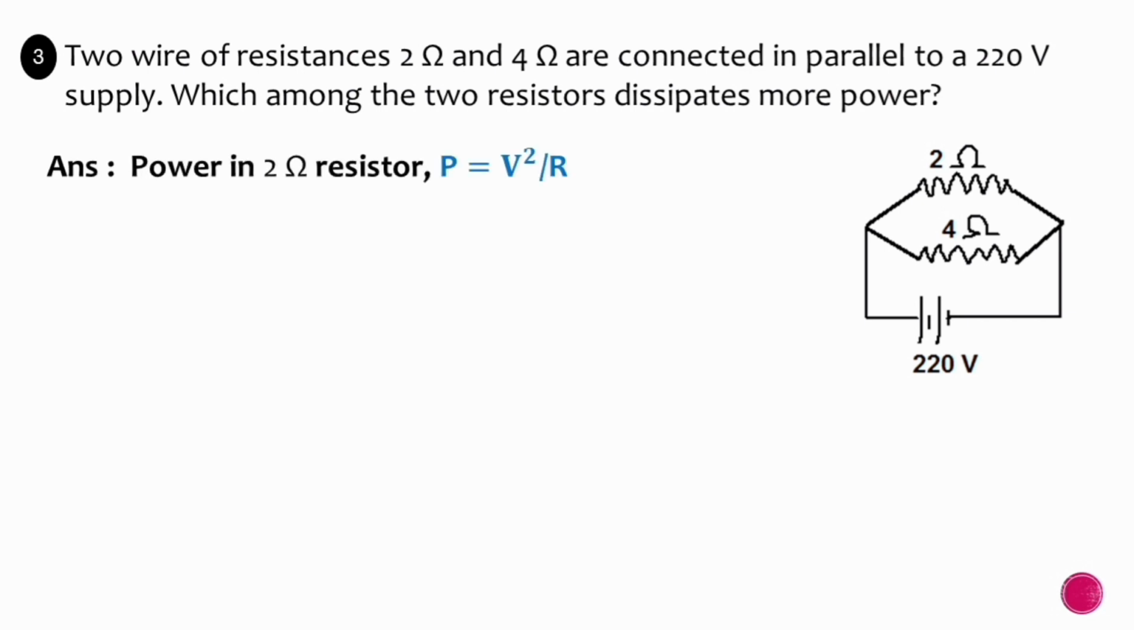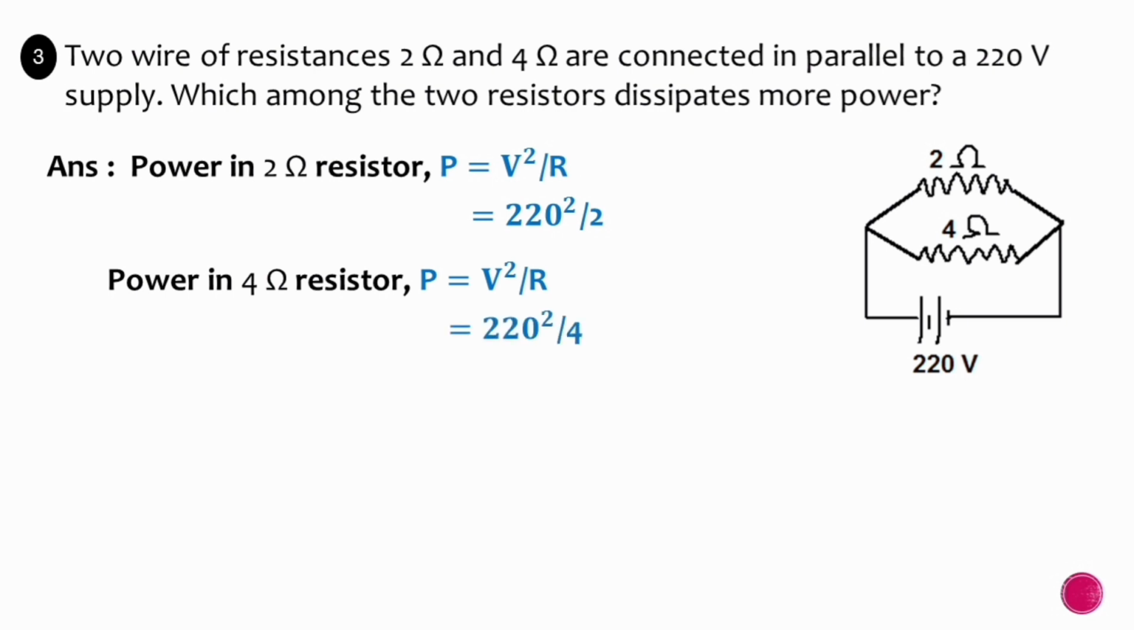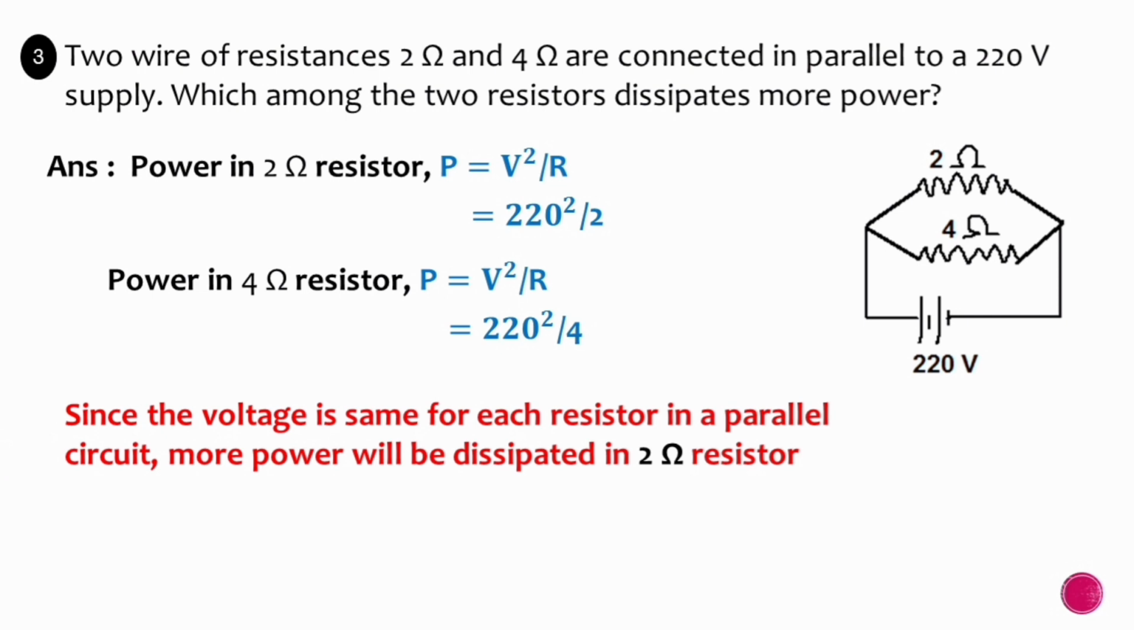So power in the 2 ohm resistor will be P is equal to V square by R. Substitute the value, you will get 220 square divided by 2, that is half into 220 square. And power in the 4 ohm resistor will be 1 by 4 into 220 square. So this shows that the power is dissipated more in the 2 ohm resistor. Also, let's recall that power is inversely proportional to the resistance. So in a conductor, if the resistance increases, the power decreases.